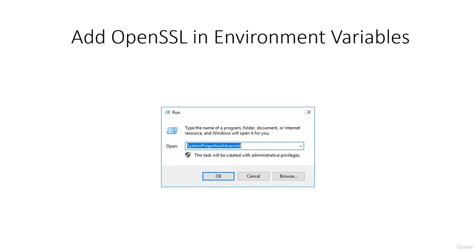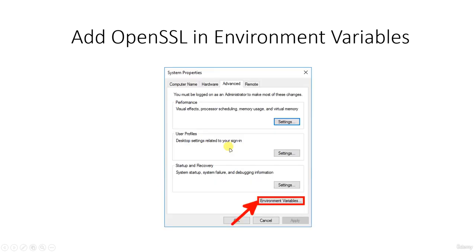Then after that, now we have to add OpenSSL to our environment variable. Just go to your Windows machine, search for run, and after opening run, it will look similar to this. Just simply type system properties advanced. It will open up system properties. So this is the text. Simply type this, and it will open up the system properties. By default, it will show the computer name tab. So go to this advanced tab.